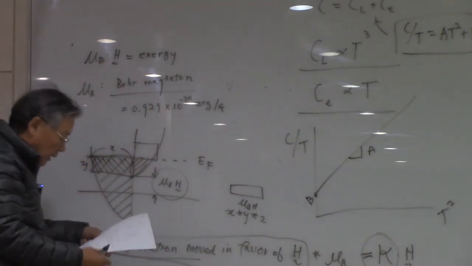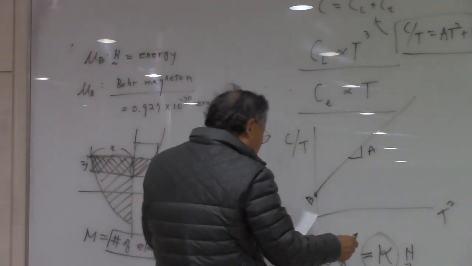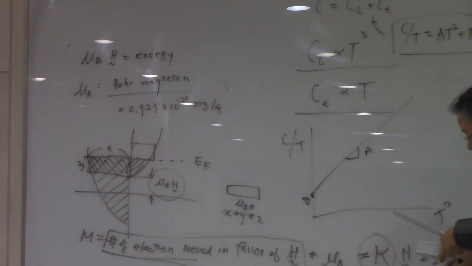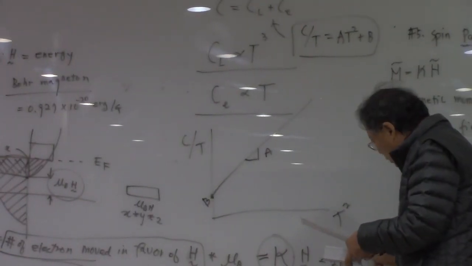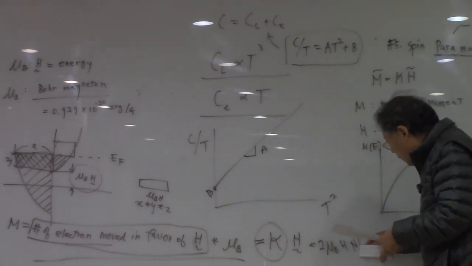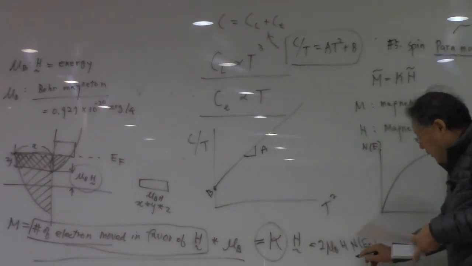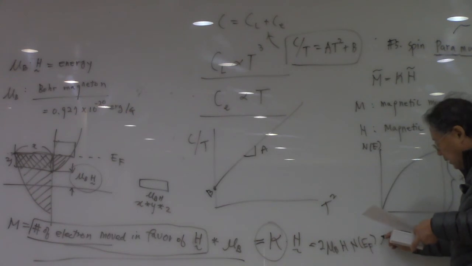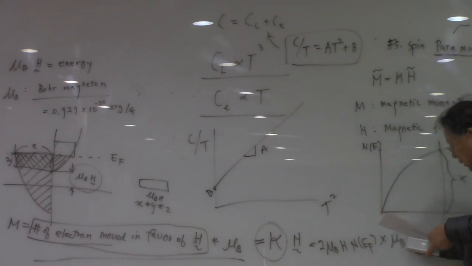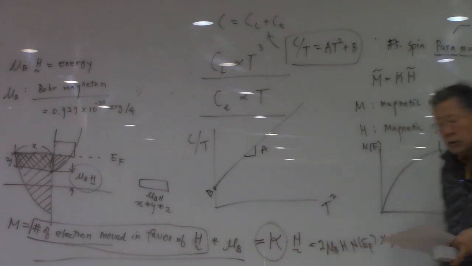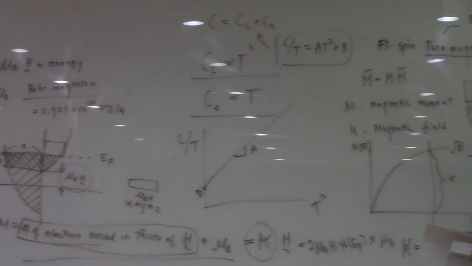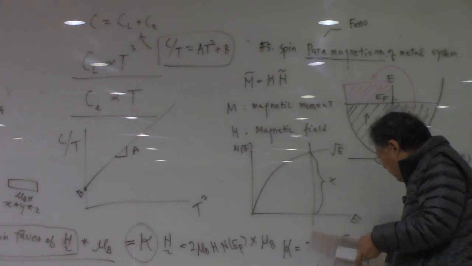Then you have this number, and you end up with this part being 2 mu B H n at the Fermi energy level. This is the electron density, and then the unit here. So that corresponds to the magnetic susceptibility, and the susceptibility is going to be 2 mu B square and n at E F.